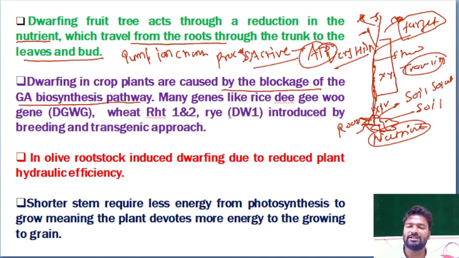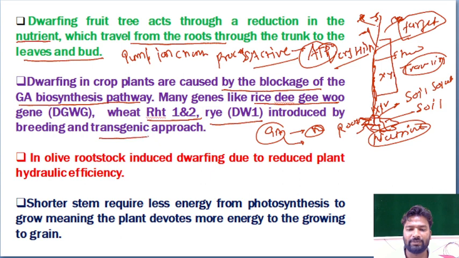So as you know, what is the function of GA? It increases your plant height. So if you reduce the synthesis of gibberellin, there will be dwarfing, and many genes like rice DGW gene, DGWG, wheat RST1 and 2, rye DW1, introduced by breeding and transgenic approach, and these lines show the dwarfing nature.